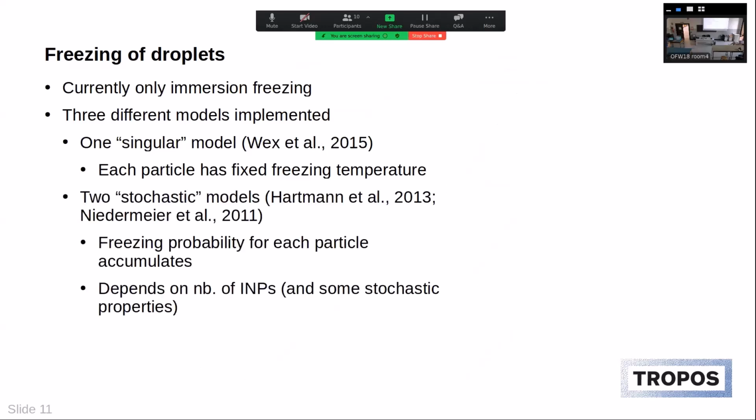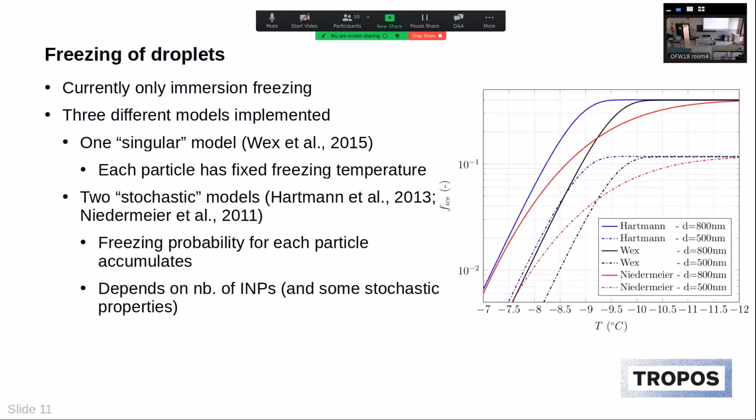And we have two stochastic models by other colleagues of mine, Susan Hartmann and Dennis Niedermeier. There the freezing probability for each particle accumulates at each time step. This accumulated freezing probability is then compared to a randomly drawn number. If the freezing probability is higher than this number, the particle freezes. And this freezing probability depends on the number of these INPs and some stochastic properties.